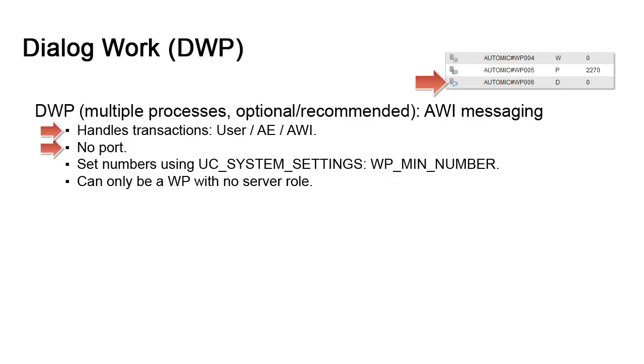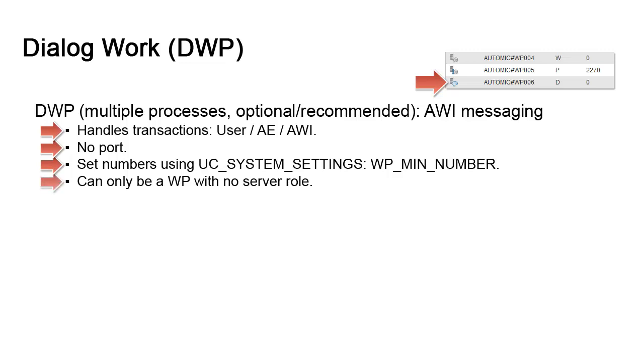But we do recommend deploying them because they lead to substantial improvements by alleviating much of the work that the PWP has to do. You can set the number of WPs versus DWPs using a setting called WP_min_number in the UC system settings variable. You set the number, and this guarantees a base number of WPs that cannot be converted to DWPs.